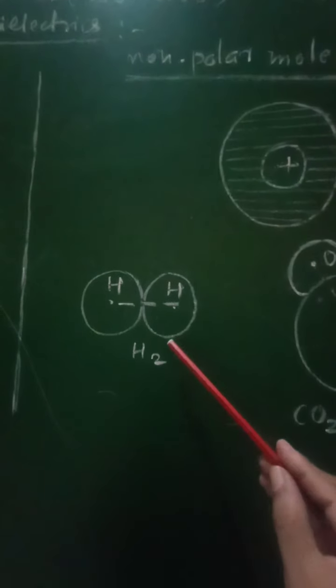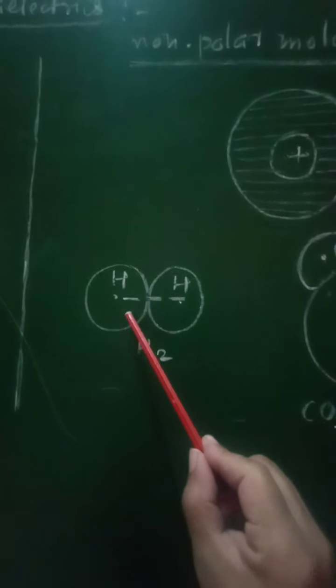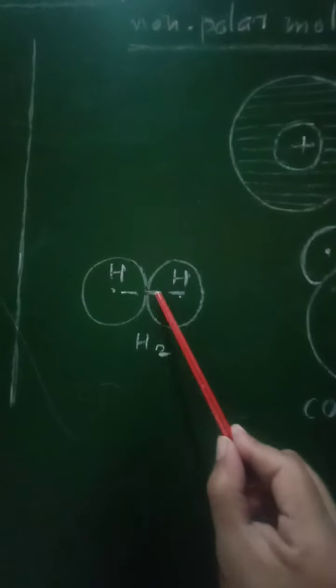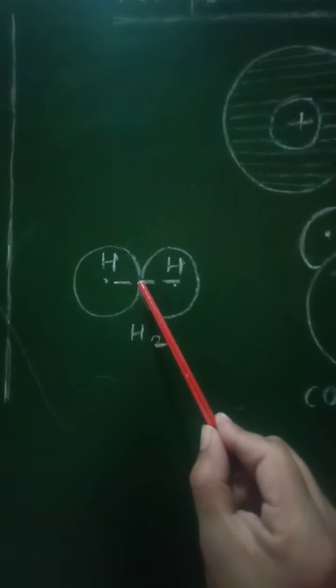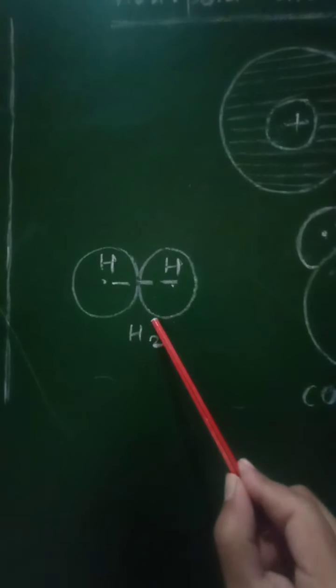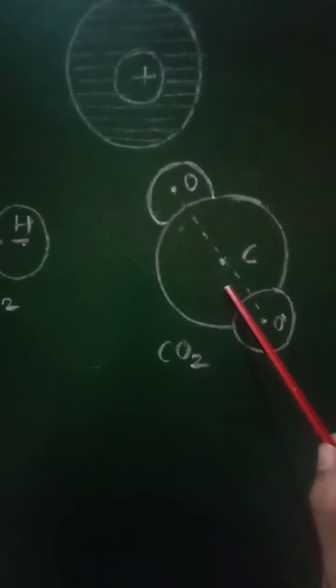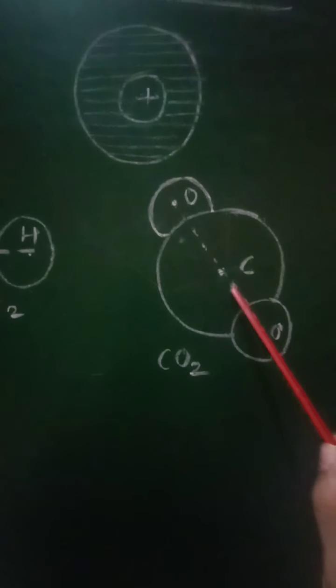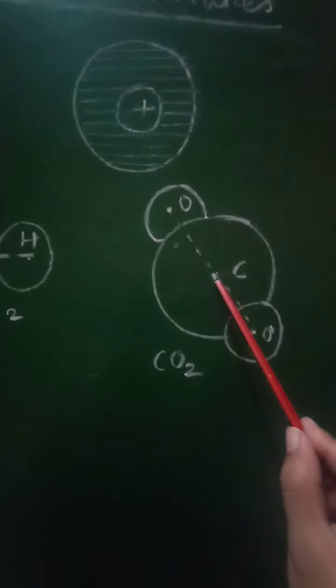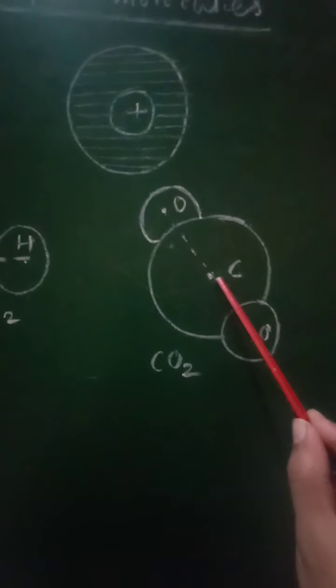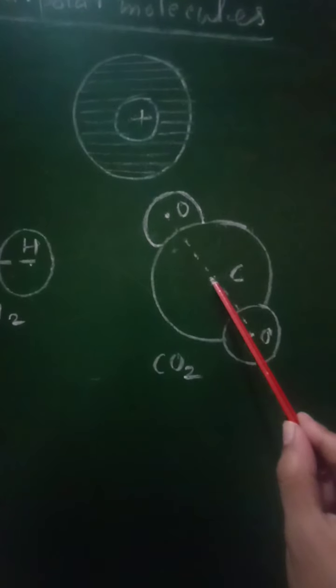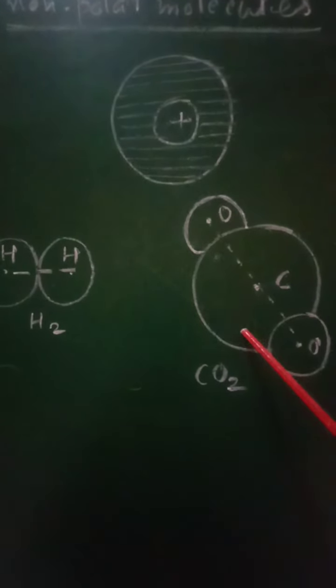For example, if you consider the hydrogen molecule, then the center of mass of the positive charge as well as the center of mass of the negative charge will coincide here, and that's why it is a non-polar molecule. Similarly, in case of the carbon dioxide CO2 molecule, the center of mass of all the positive charge and the center of mass of all the negative charge will again coincide at the center, and that's why it is a non-polar molecule.